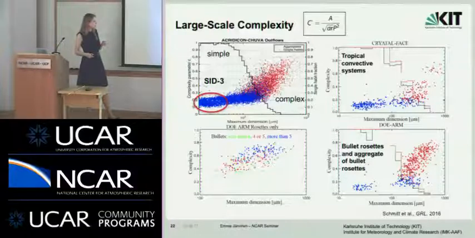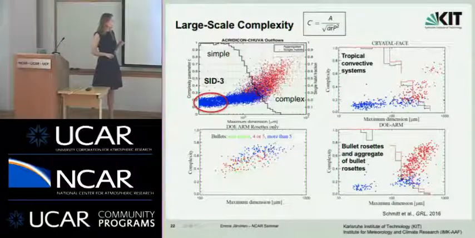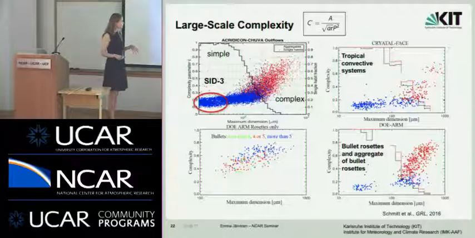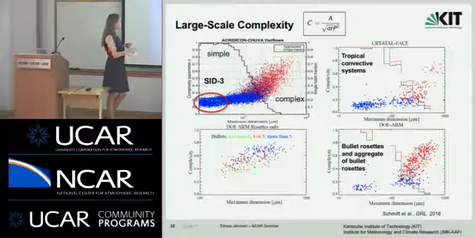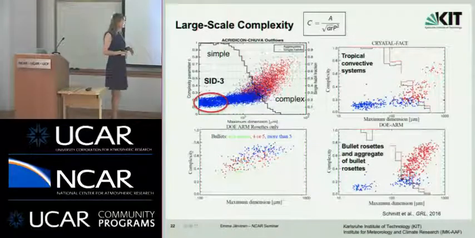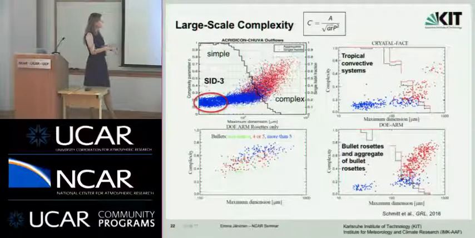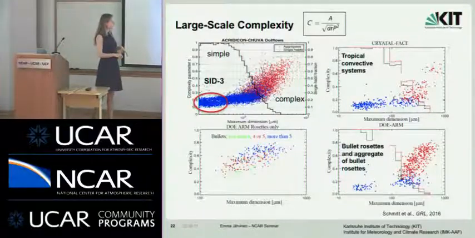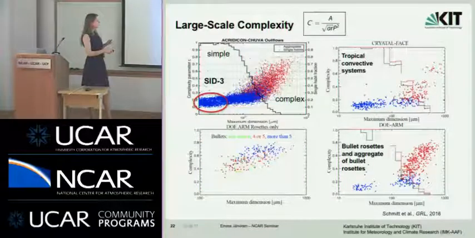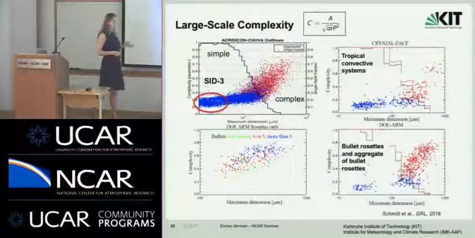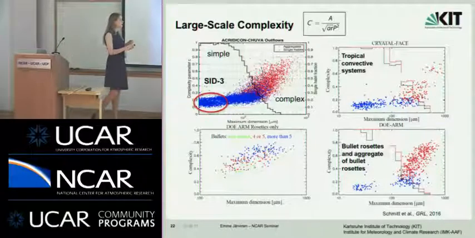We also, based on these images, studied the large-scale complexity of these systems. Here we have the maximum dimensions of the particles again, and the complexity parameter now from the Smith and Heinz field study. What I wanted to show here is that after a certain size, we are dominated by the aggregates. This is pretty much similar to what has been observed in other tropical campaigns. So let's say particles larger than 100 micrometers are complex because they are aggregates.